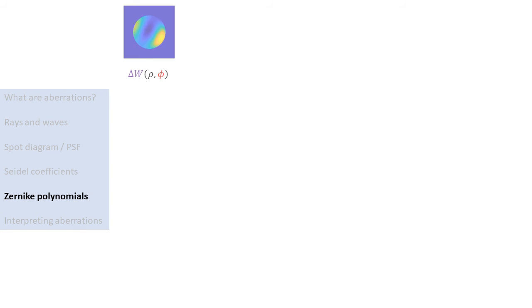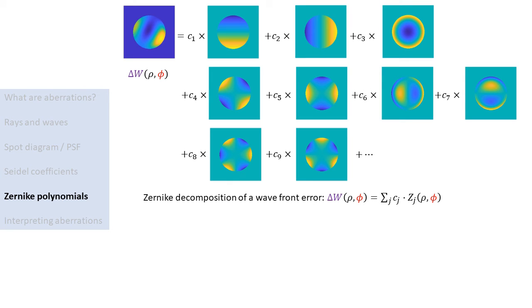A wavefront error in the pupil can be written as a linear combination of Zernike polynomials, where the weights are the Zernike coefficients. Of course, you can always write one function as a linear combination of other functions. So what's special about these Zernike polynomials? One thing is that they form an orthogonal basis on the unit disk.